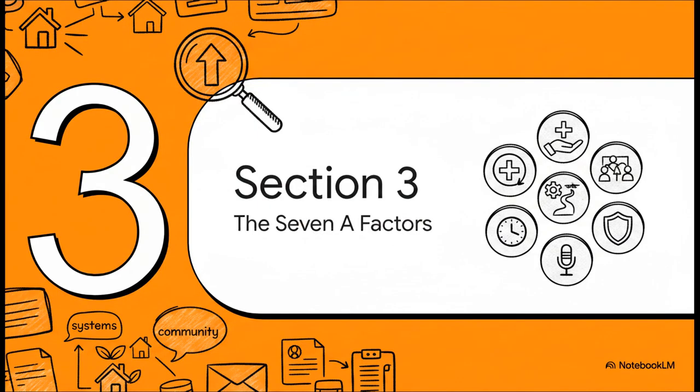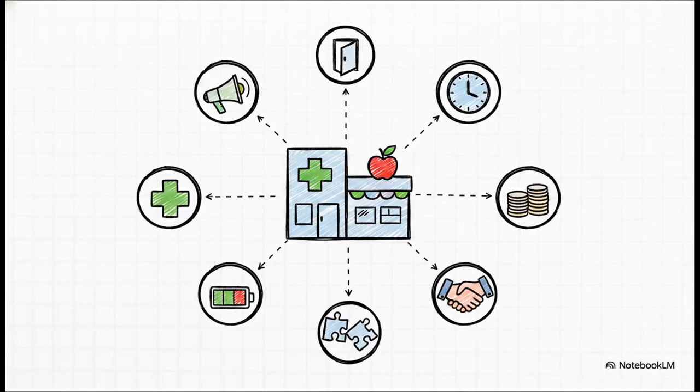All right, Section 3, the 7A factors. Okay, you've picked your assessment model. Now we're zooming in on exactly how to evaluate the specific systems currently running in a community. I'm going to speed up the pace a bit here because this is pure high-yield memorization.